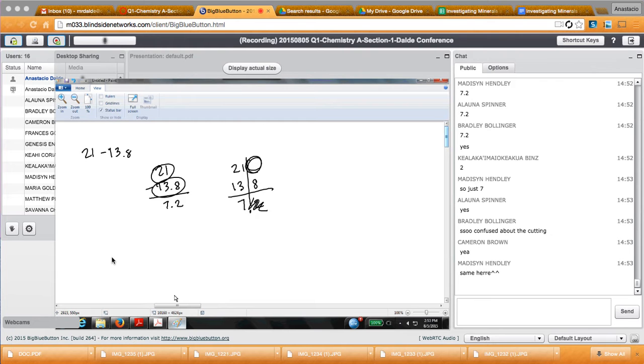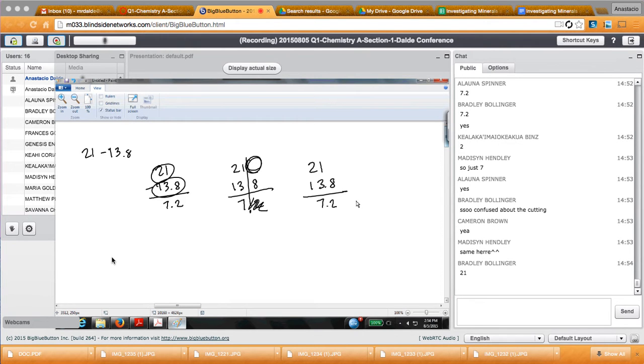So I have the number 21, I have the number 13.8. I'm going to subtract that. 7.2. That's what a calculator would tell me. But then I say, well, which is the least precise measurement in these two numbers? The 21 or the 13.8? The 21. How many decimal places does the 21 have?